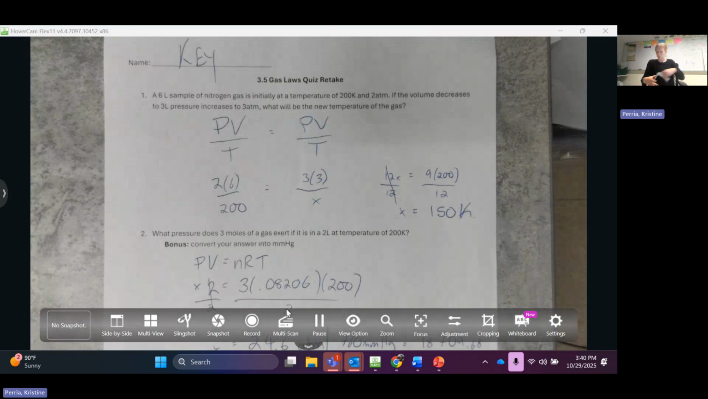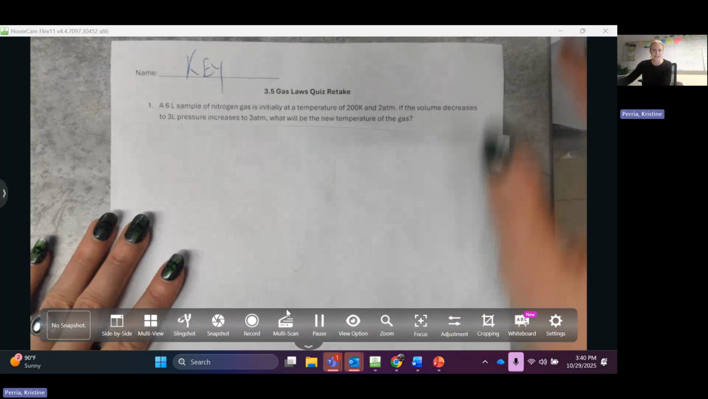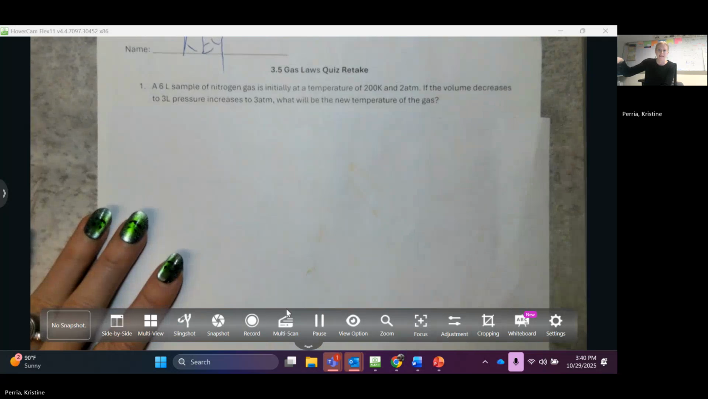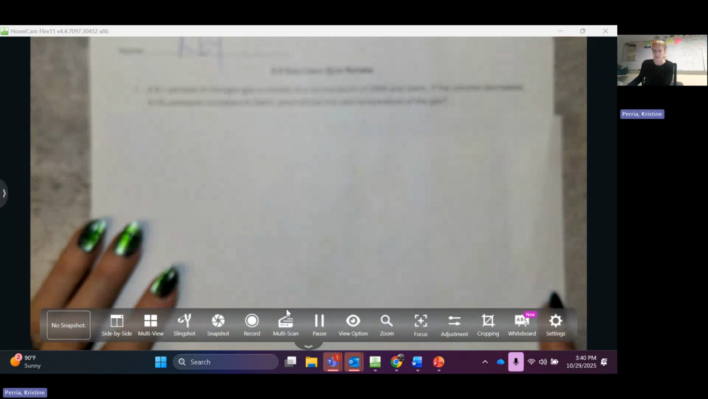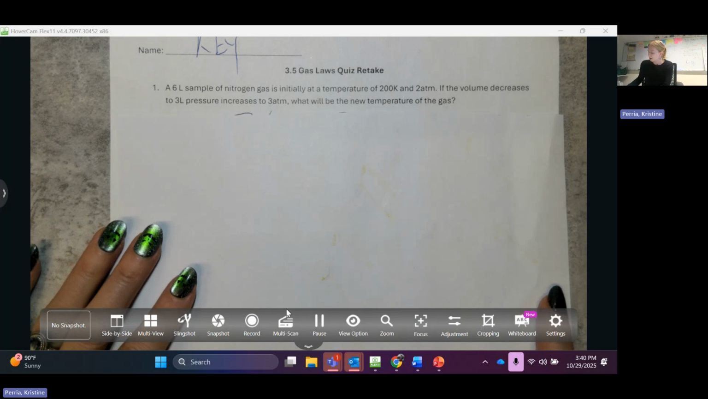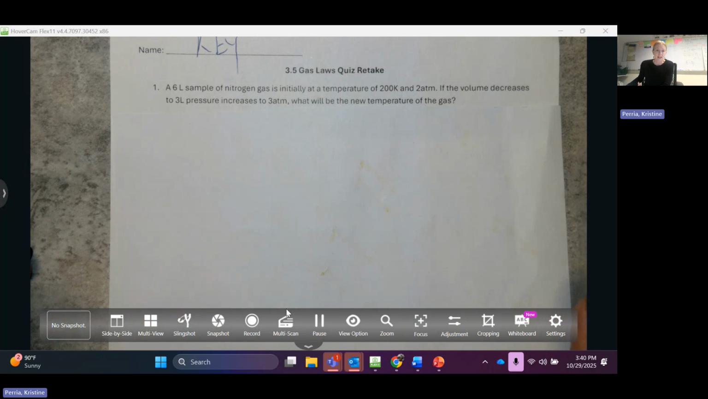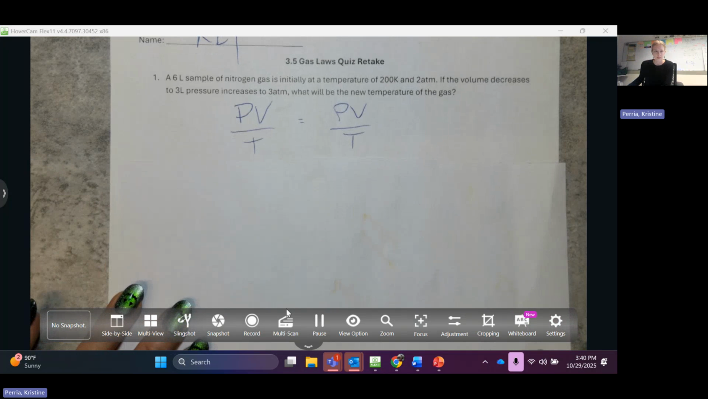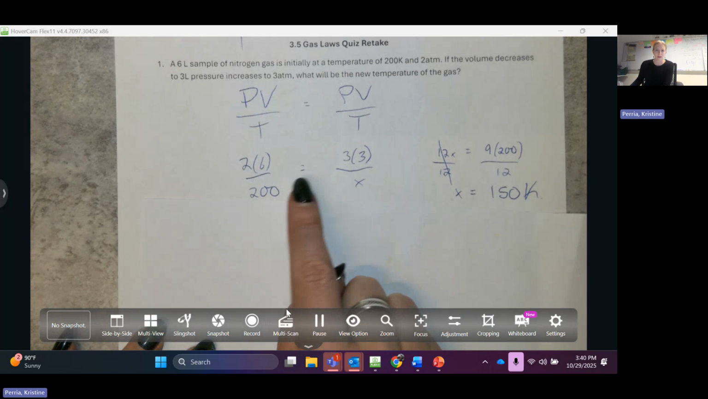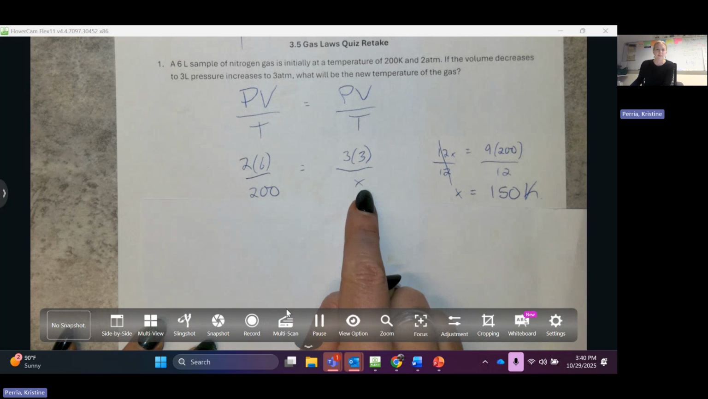So number one says a 6-liter sample of nitrogen gas is initially at a temperature of 200 Kelvin and 2 atmospheres. If the volume decreases to 3 liters, and the pressure increases to 3 atmospheres, what will be the new temperature? So what you guys are going to do is use PV over T equals PV over T. Okay. Plug in your numbers. So you have 2 times 6 divided by 200 equals 3 times 3 divided by X.